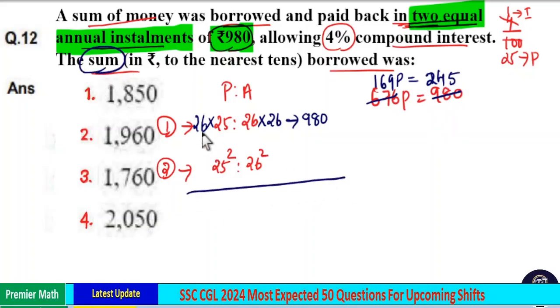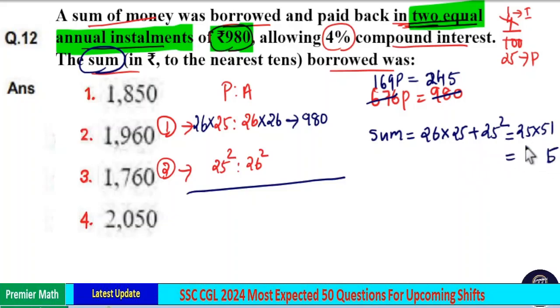Here sum is equal to 26 into 25 plus 25 square. Now if I take 25 outside, then remaining is 26 plus 25, which is equal to 51. Now 5 into 1 is 5 and 5 square plus 2 is 27, remaining 2. 5 into 2 plus 2 is 12. So 1275 is the sum. 1275 parts is the sum.